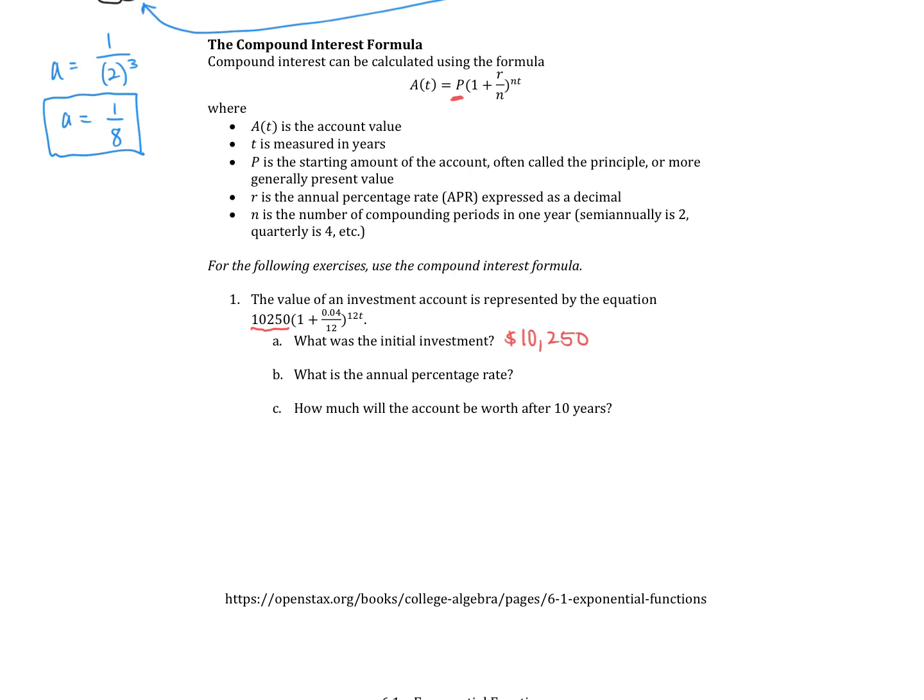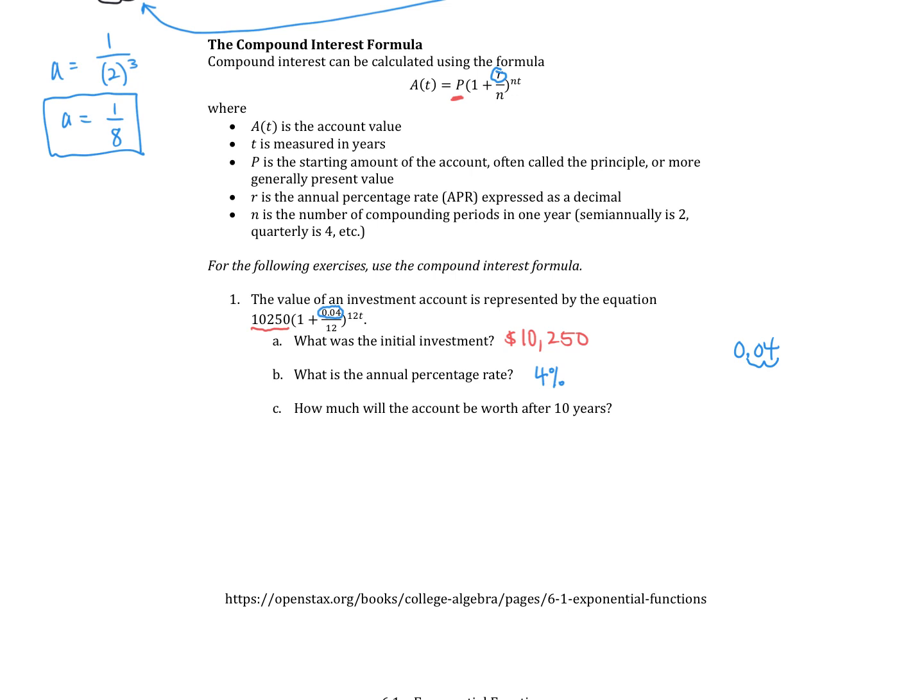What's the annual percentage rate? Again, it's knowing where that's located. The rate is the numerator of the fraction. So here's the rate, 0.04. That is as a decimal. Remember, if you have a decimal and you want to change it to a percent, you move the decimal over twice to the right. So this would be 4%.